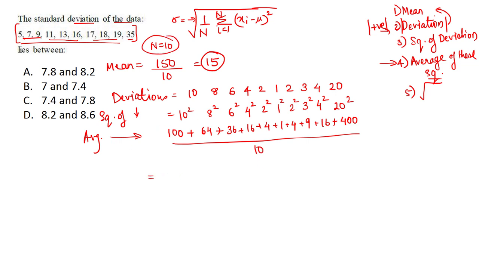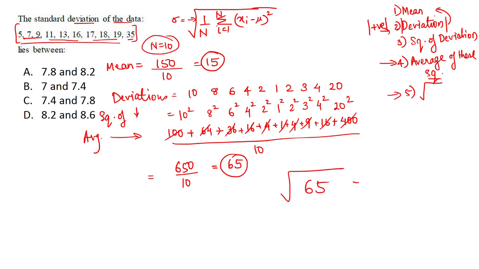So what will the average be? Let's see the addition. 100 plus 400 is 500. 64 plus 36 is 100, that is 600. 620, 640, 650. So 650 divided by 10 comes out to be 65. This is the average. Next step is the square root of this average. Square root of 65 comes out to be 8 point something.